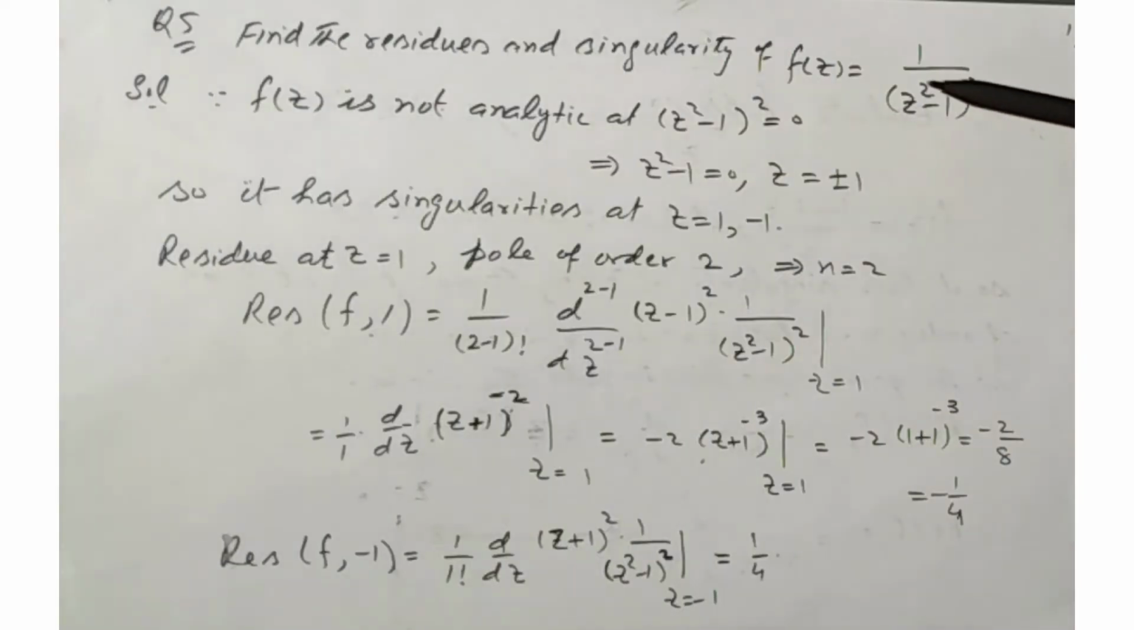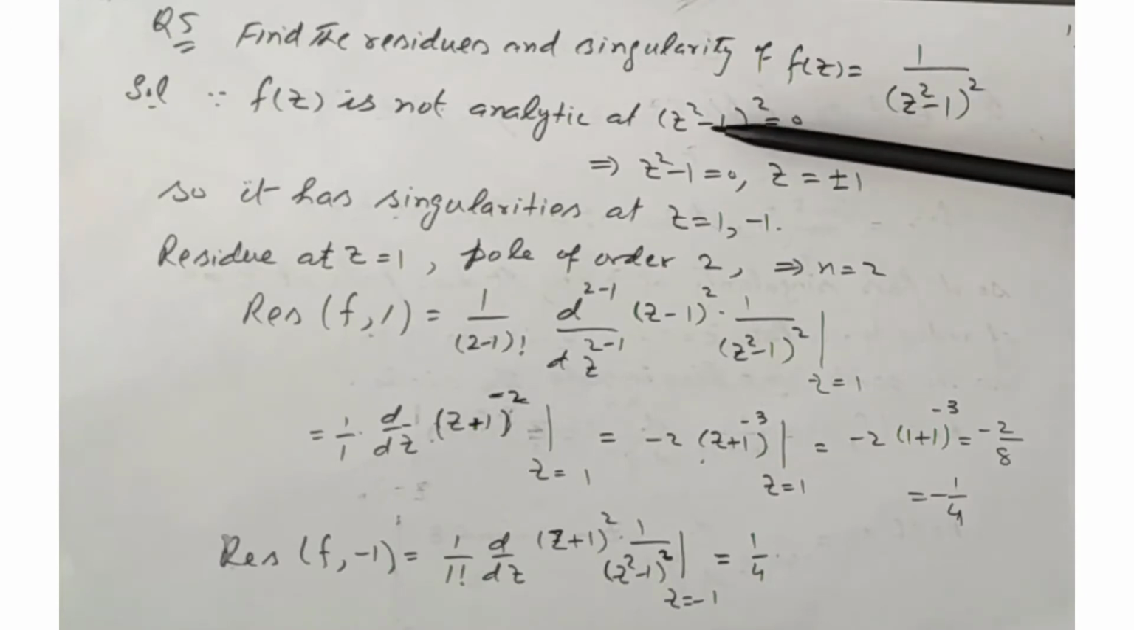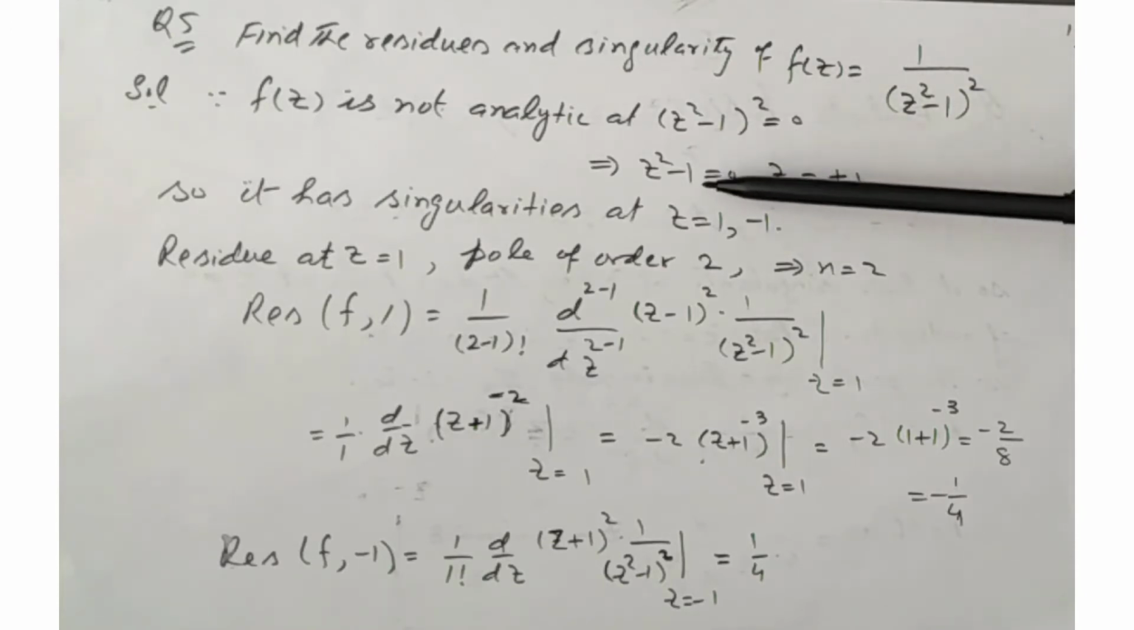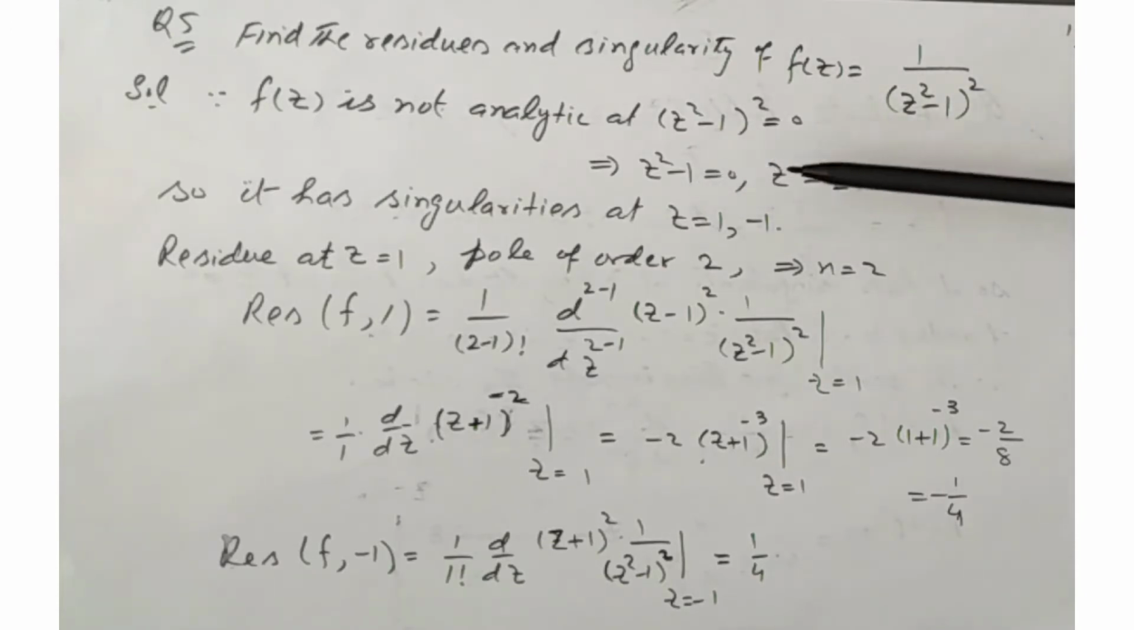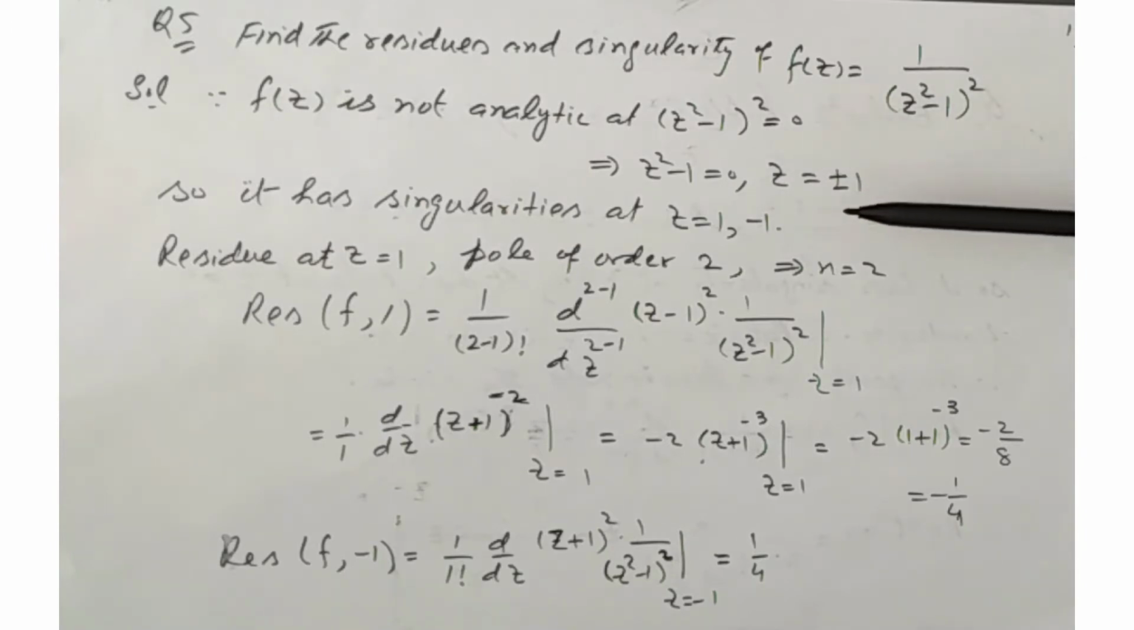Now question 5. Find the residues and singularity of the function f of z equal to 1 by (z square minus 1) whole square. So this function is not analytic when (z square minus 1) square equal to 0. When we put this term as 0, the total function is infinity and the function is not analytic. Now you can write z square minus 1 equal to 0 and z equal to plus minus 1. So it has singularities at z equal to 1 and minus 1.